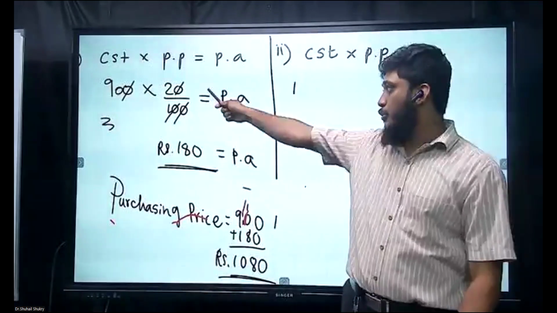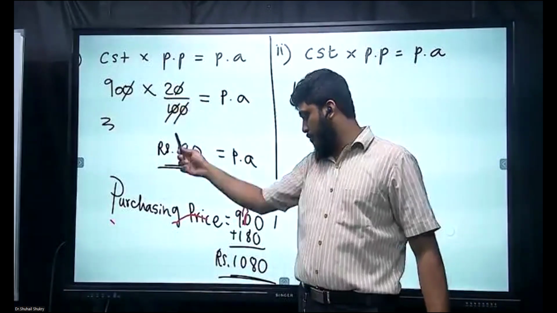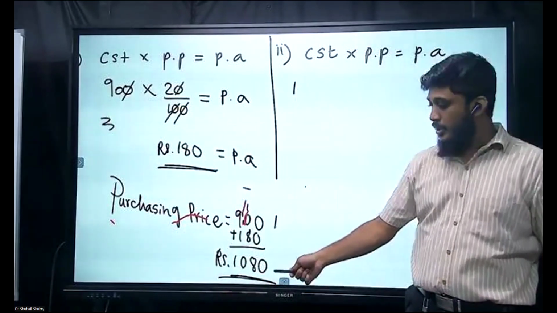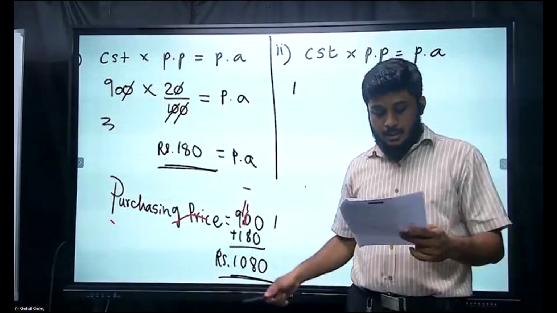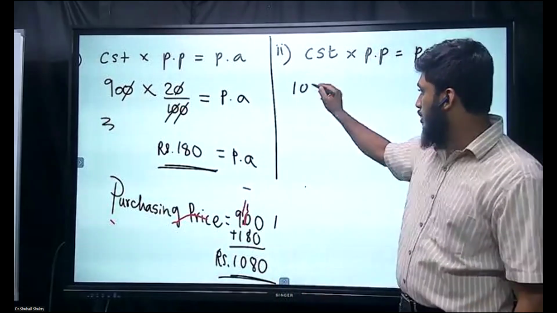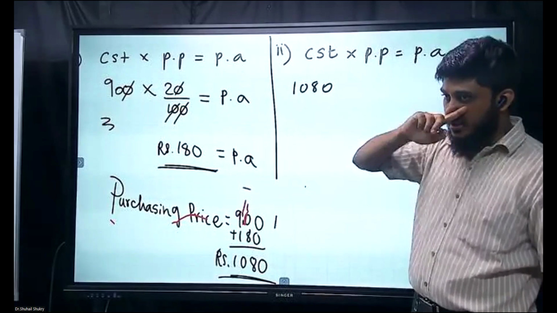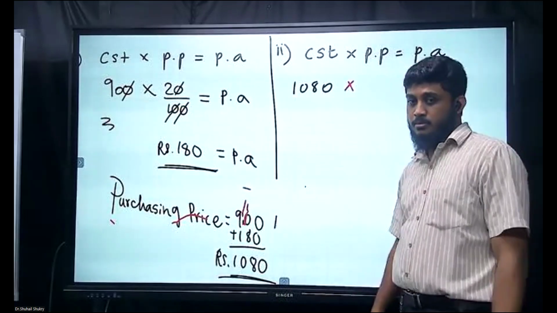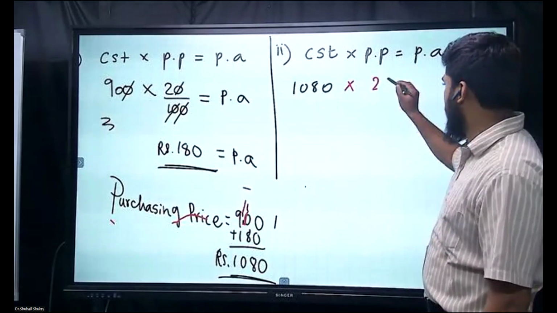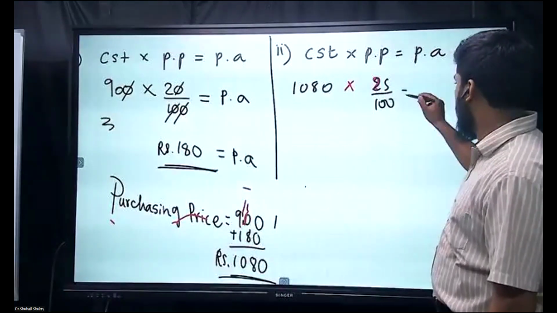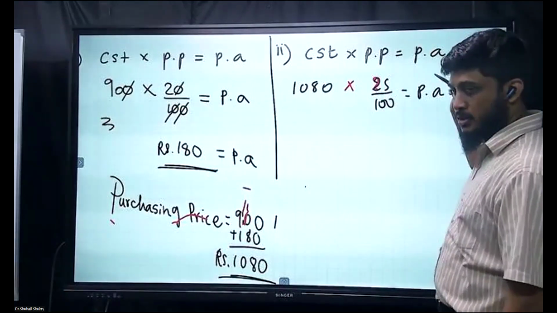Now, when buying from the manufacturer, the person who is buying is the first person to purchase this. He is purchasing for 1080. Now he is going to sell to the customer. Then his cost is now 1080. The person who is selling this wants to have a profit, 25%. So he wants 25% profit. So 25 over 100. Then PA means profit amount.